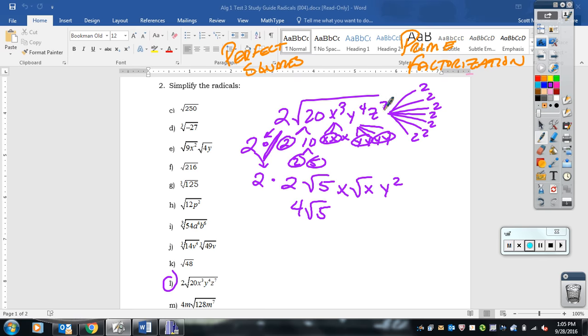Well, I can make 6 pairs with 3 pairs that make 6 with 1 left over. 1, 2, 3 pairs with 1 guy left over. That goes under the radical. All the radical stuff goes back together.